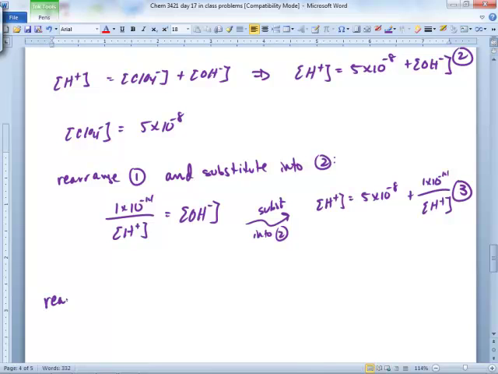So let's fix that equation number 3 up. Nyla, what should we do? Yeah, here she said, multiply all the terms by the hydrogen ion concentration. Good. And then get it in the form of the quadratic, ax squared plus bx plus c equals 0. So I'll have hydrogen ion squared.